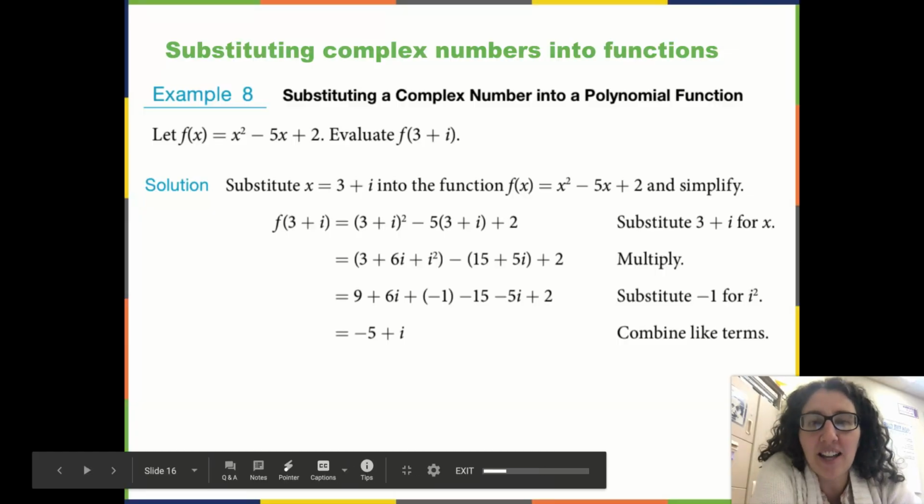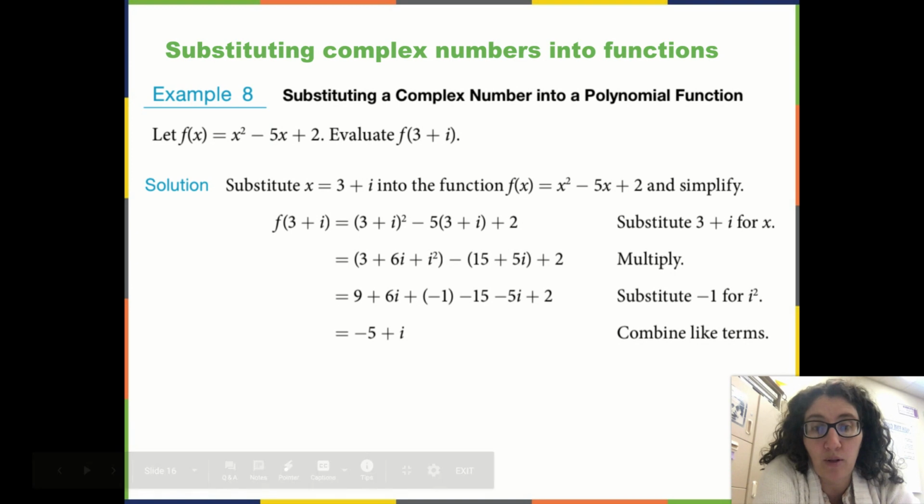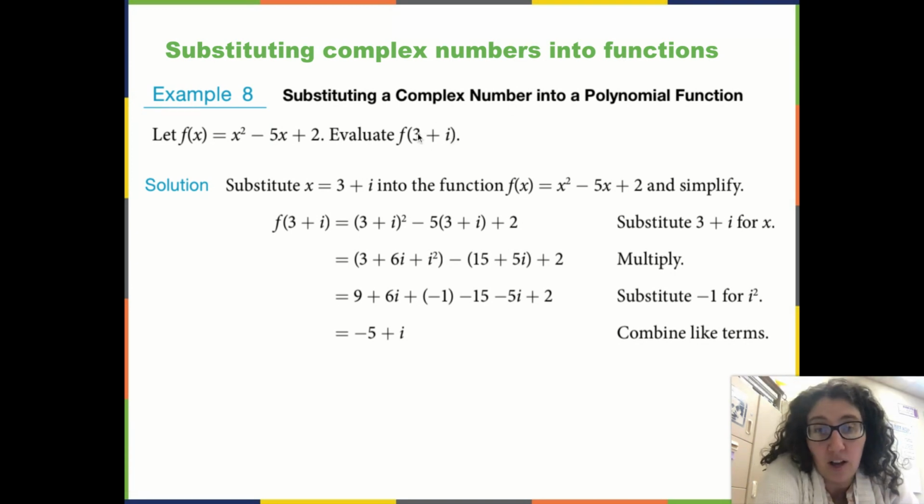Okay, so the last topics we're going to talk about with complex numbers. The first is just substituting a complex number into a polynomial. There's nothing especially different about how we do this. Just like we'd substitute if we had 3 plus x, we have 3 plus i, and we want to substitute into this function f of x. So everywhere there's an x, we're going to put a 3 plus i.